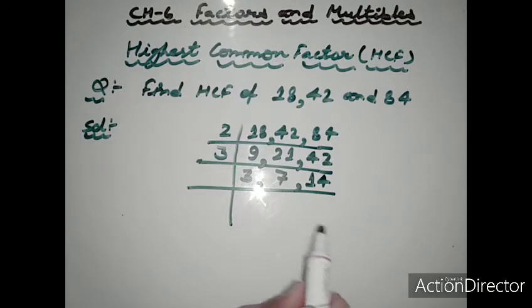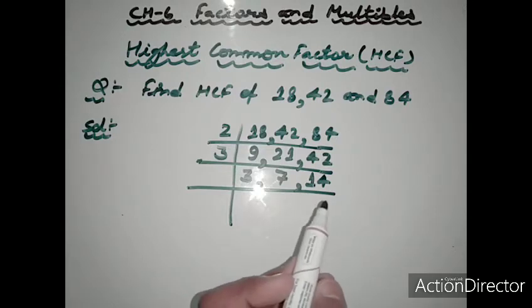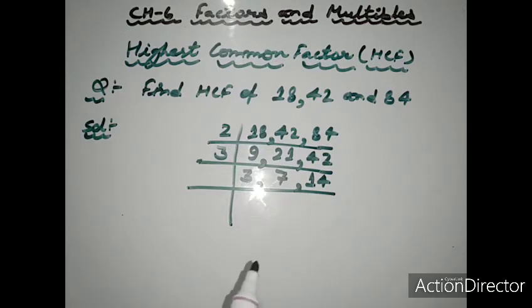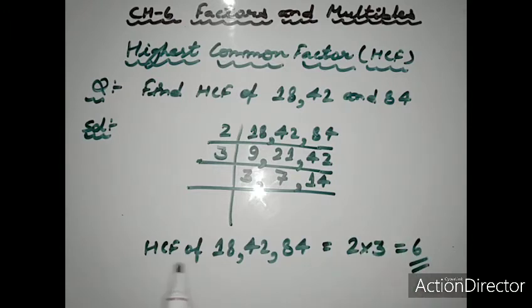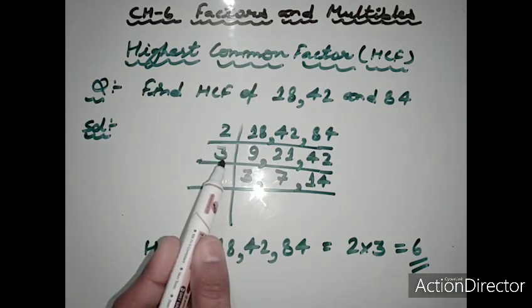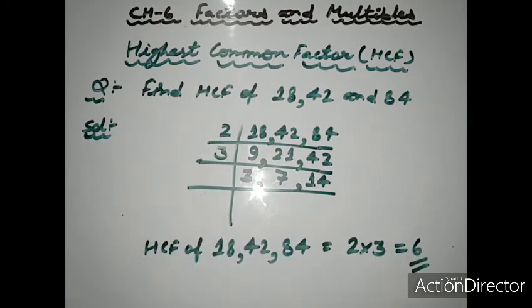Now after that these numbers are not divisible by any other common number. So what we do here is write: HCF of 18, 42, 84 is equal to 2 multiplied by 3, and here we get 2 3s are 6. So we say that the HCF of these three numbers is equal to 6.